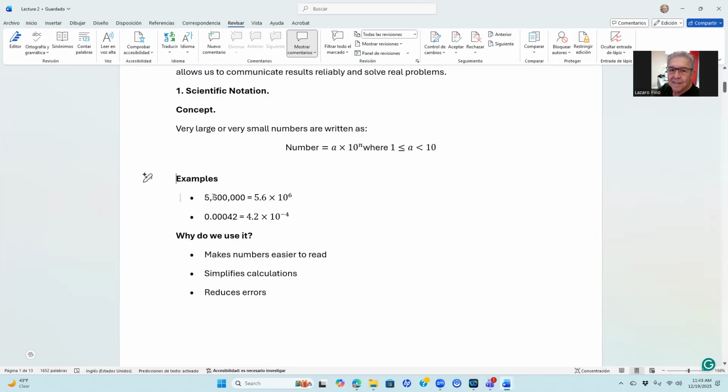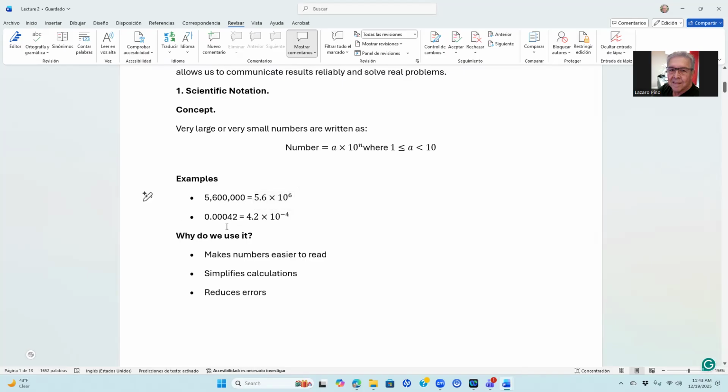Examples. This big number that you can see here: you have the decimal point in this place, then you move 1, 2, 3, 4, 5, 6 places to the left. Then you write 5.6 times 10, and as you moved 6 spaces to the left, the exponent is positive 6.